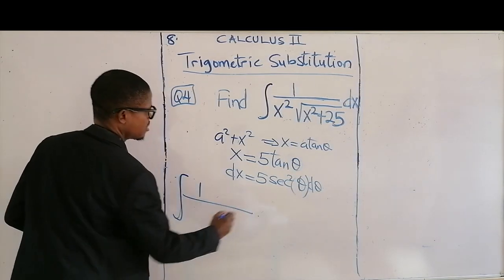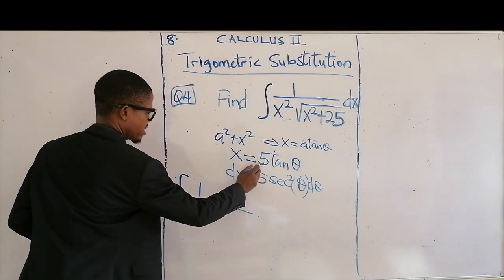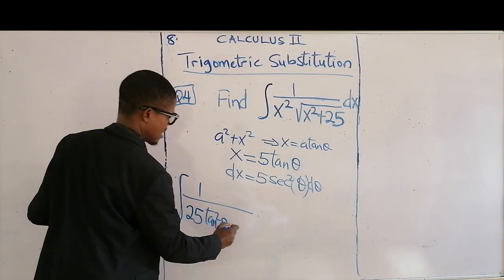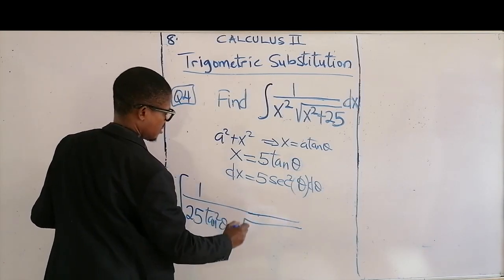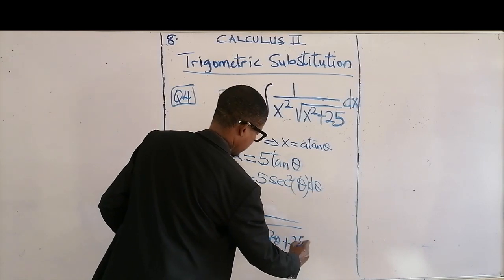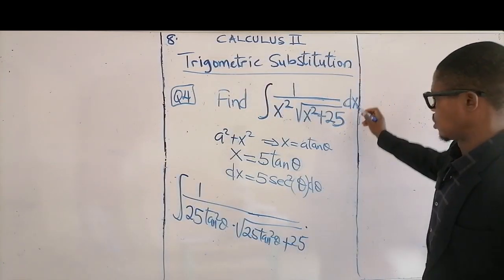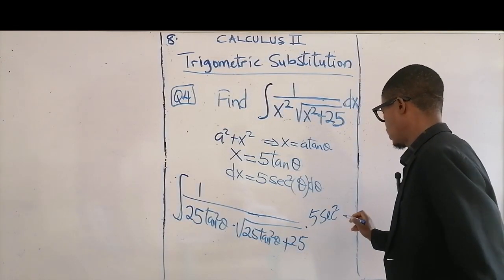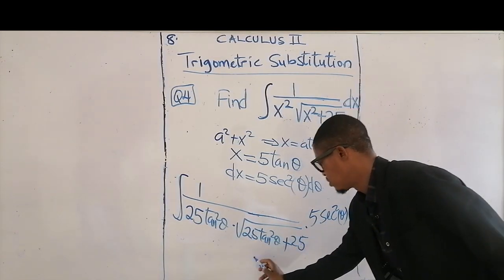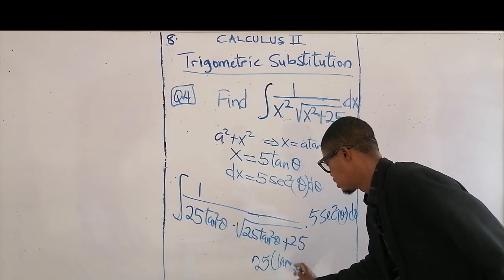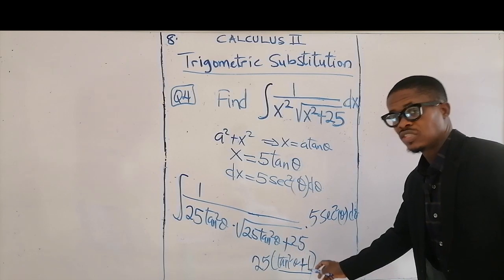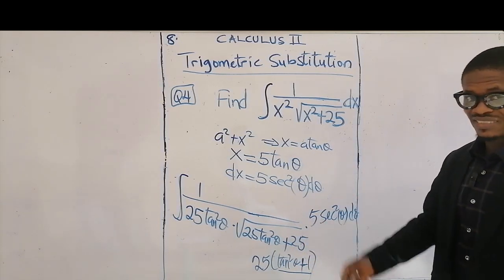So we have 1 over x squared, which is 25 tan squared theta, times the square root of 25 tan squared theta plus 25, then times dx, which is 5 sec squared theta d theta. 25 is here, 25 is here. You can factorize that, and that will be 25 times tan squared theta plus 1. Don't forget, tan squared theta plus 1, or 1 plus tan squared theta, is sec squared theta.